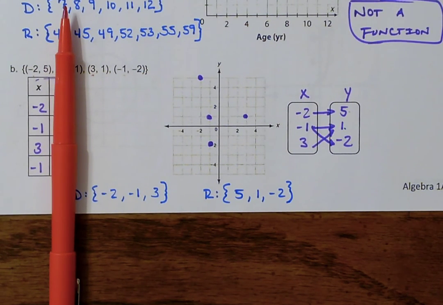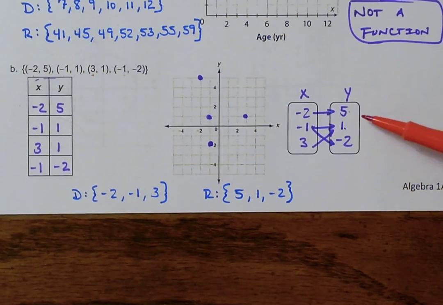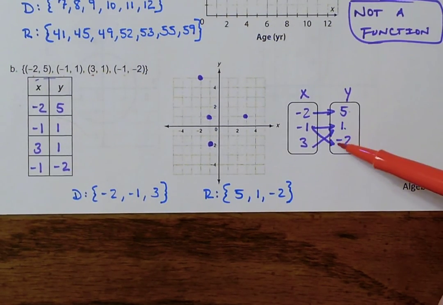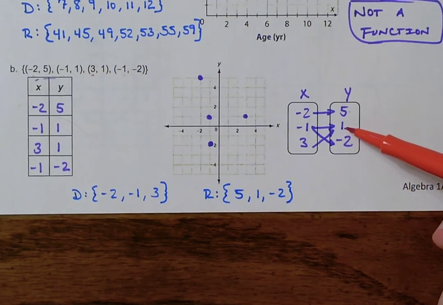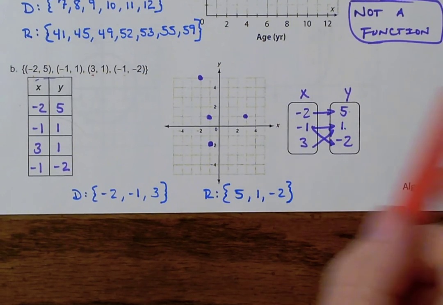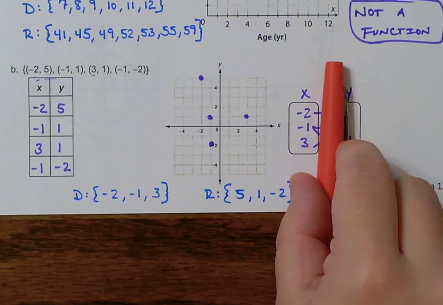So -1 is repeated. Because -1 is repeated, that means it is not a function. And something I want to talk about with our mapping diagram: it does not matter that 1 on the right side has two arrows going to it. Again, I don't care about the right side.